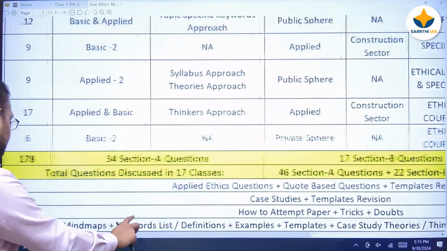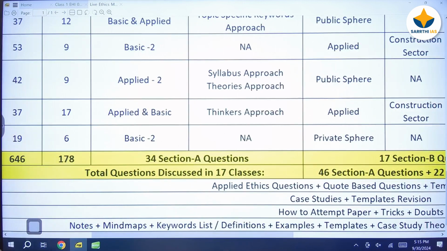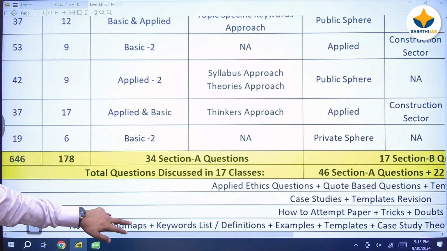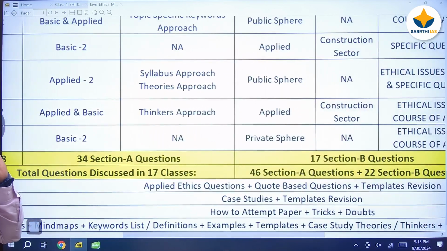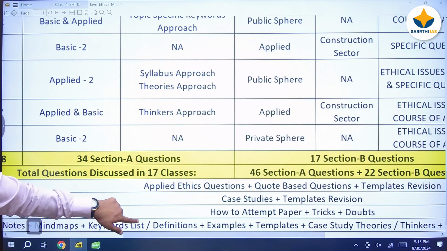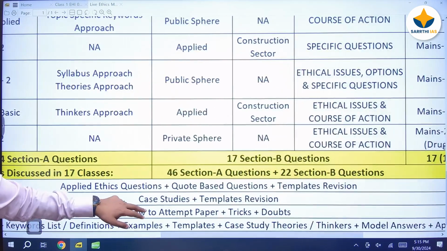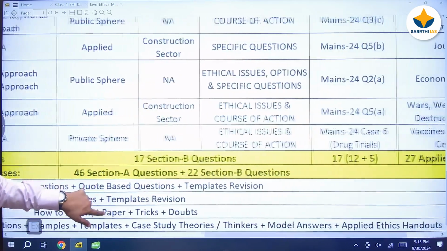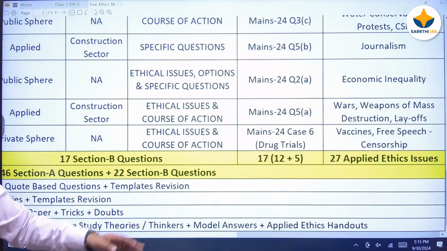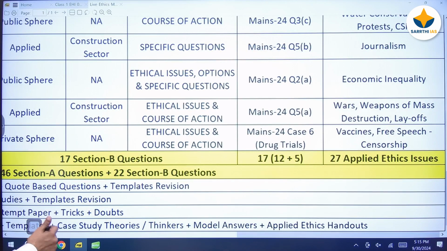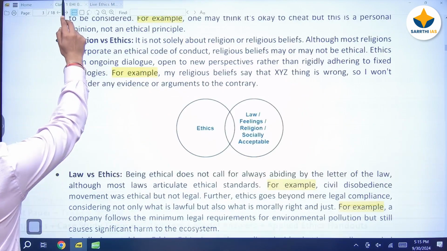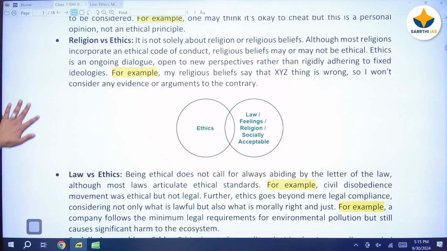The material that you will be getting is the notes of 321 pages, which includes the mind maps. I'll provide you a separate list of keywords and definitions along with examples, templates, case studies, model answers and applied ethics handouts. So this is about the micro plan, and these are the sample notes that I have made.